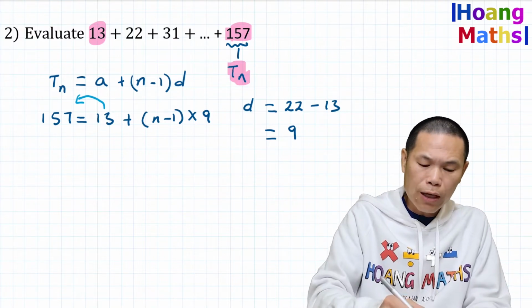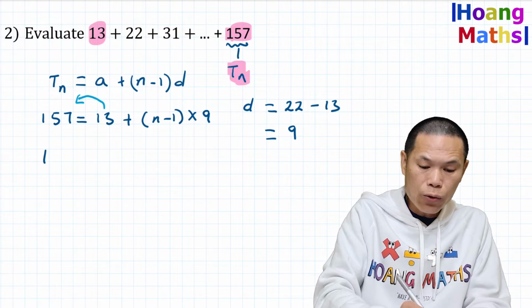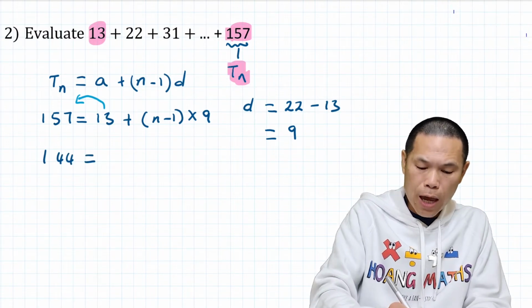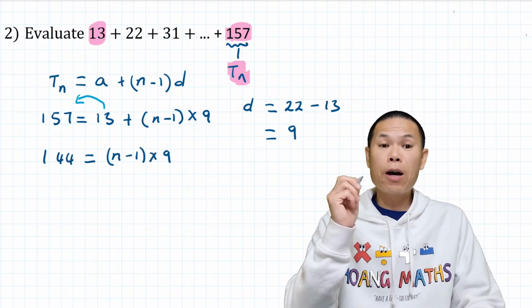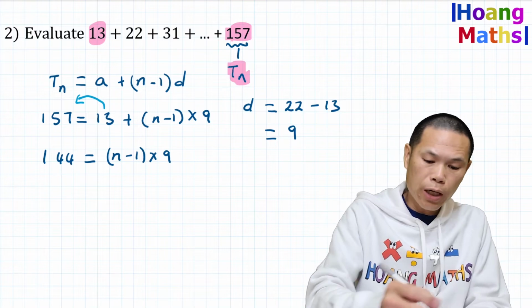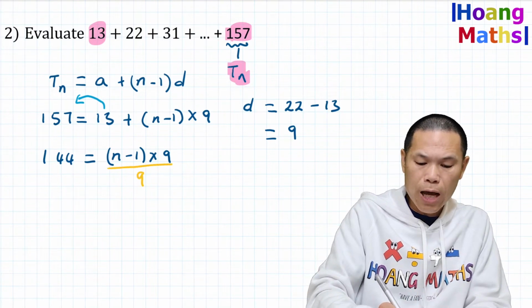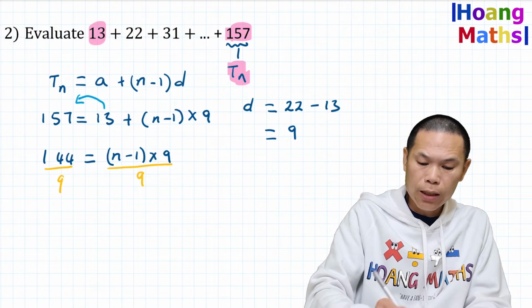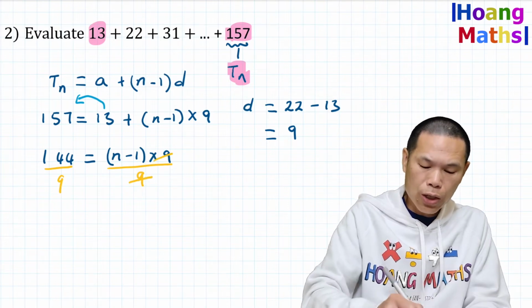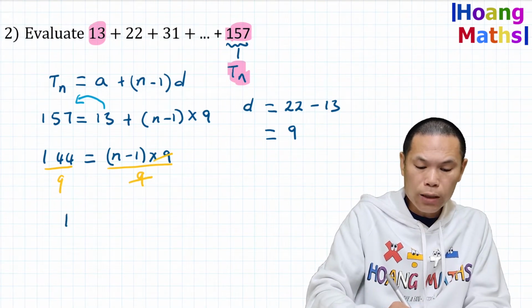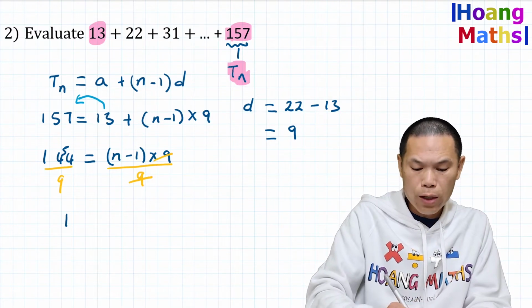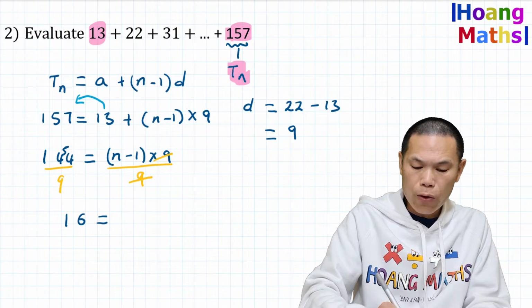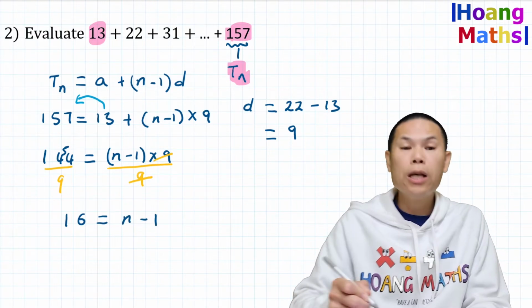So 157 minus 13 is 144. So that will give me n minus 1 times 9. Now I divide by 9 on both sides because I want to get rid of the 9. So I divide this by 9 and I divide this by 9. So that cancels out. 9 goes into 14 once, remainder 5. And then 9 goes into 54 6 times. So therefore n minus 1 is equal to 16.